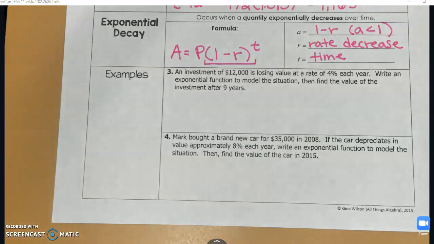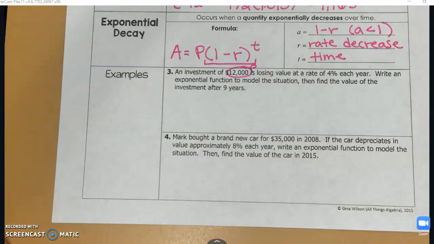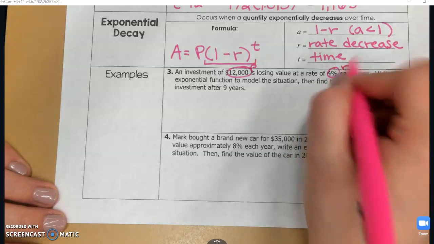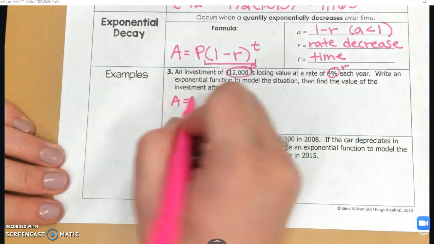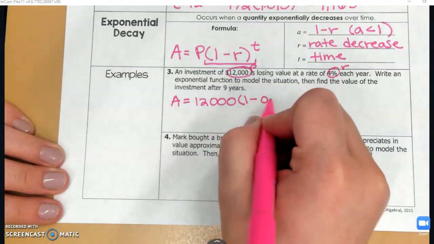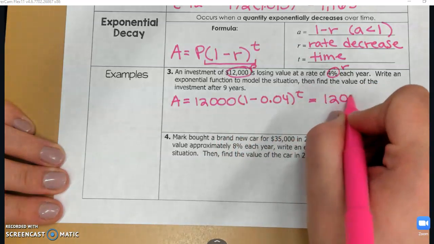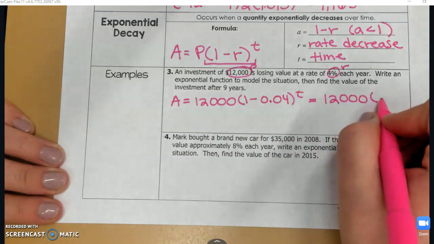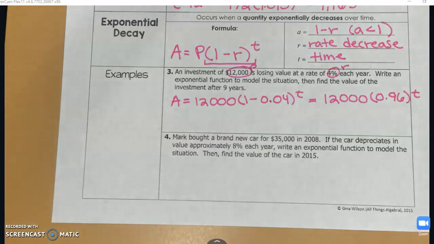So let's look at 3. An investment of $12,000, that's our P, is losing value at a rate of 4% each year. Write an exponential function to model the situation. So P times 1 minus 0.04 to the t power. That's going to be 12,000 times 0.96 to the t. So there's my function.